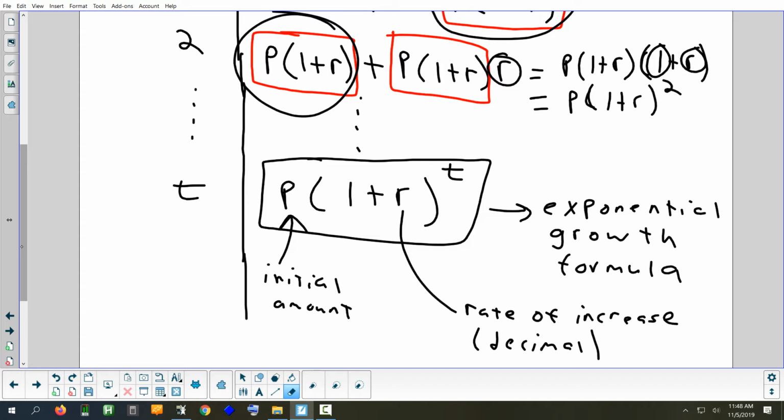R is your rate of increase, but it has to be as a decimal. And T is time. Usually time is in years most of the time.